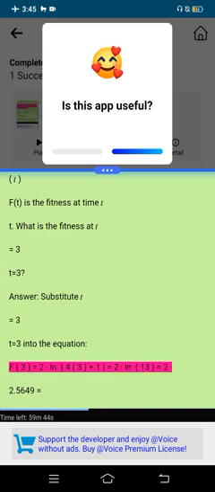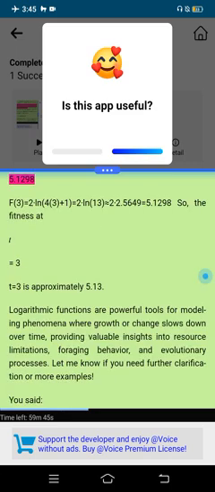F(3) = 2·ln(4·3 + 1) = 2·ln(13) ≈ 2 × 2.5649 = 5.1298.